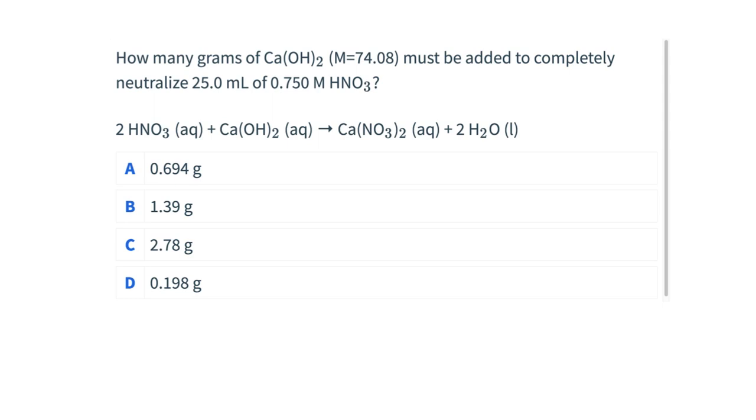And so let's look at an example that mixes using masses and molar masses, and also the unit of molarity and volumes. So this problem here is asking us to consider the reaction of calcium hydroxide plus nitric acid. It's asking us how many grams of calcium hydroxide we have to add to completely neutralize, to fully react with, 25 milliliters of 0.750 molar nitric acid. Well, to fully react means we're going to have to add, for every 2 moles of nitric acid, 1 mole of calcium hydroxide, because we see the coefficient is 2 to 1.